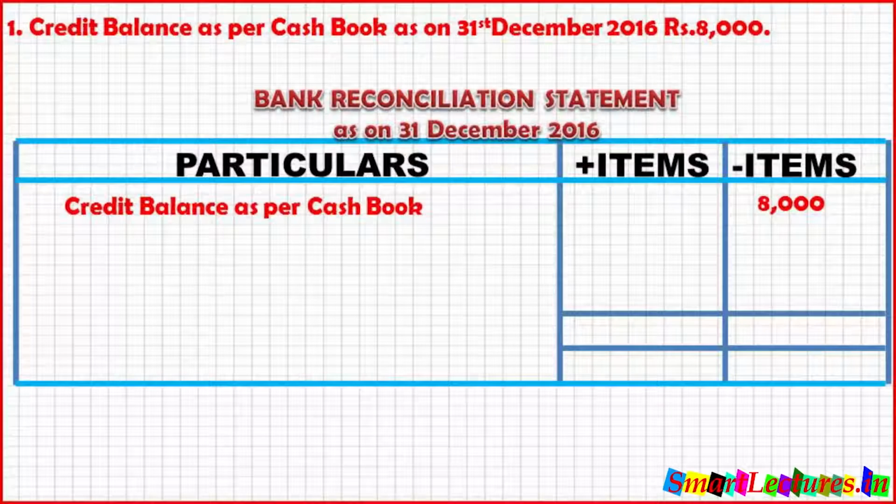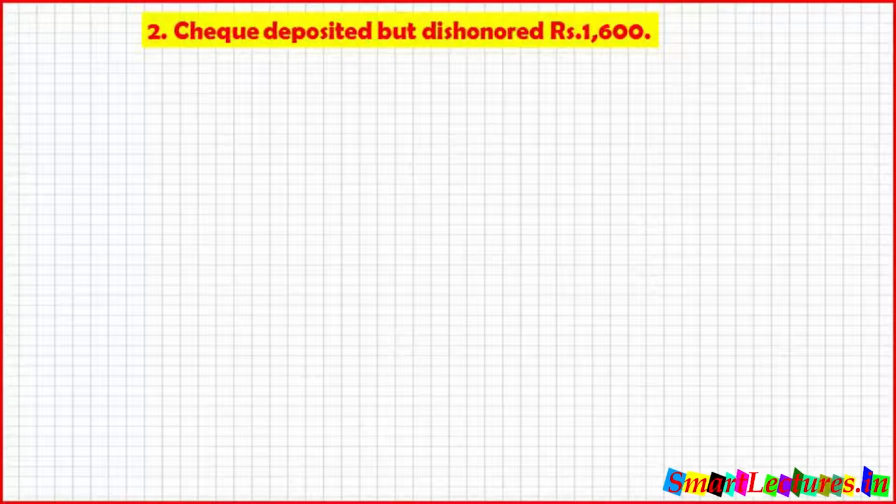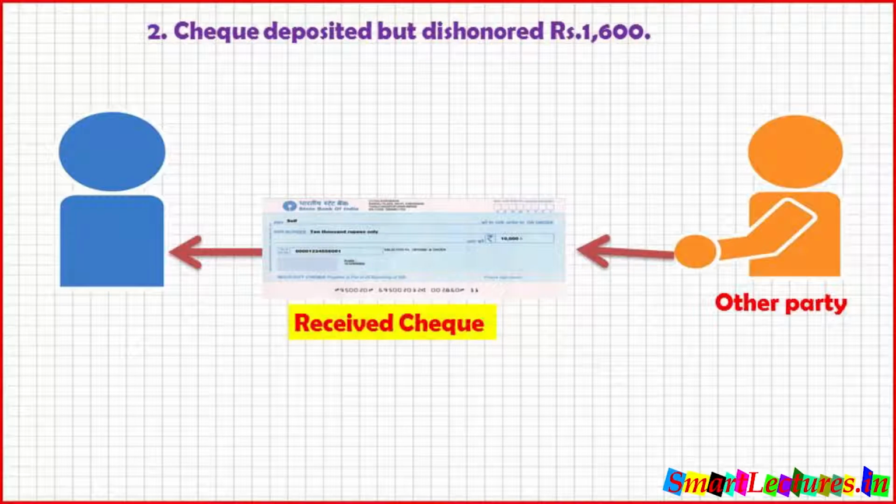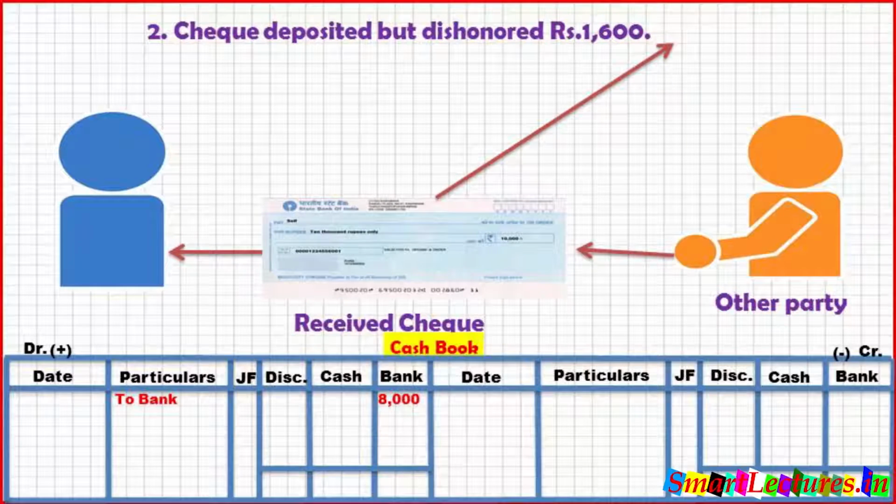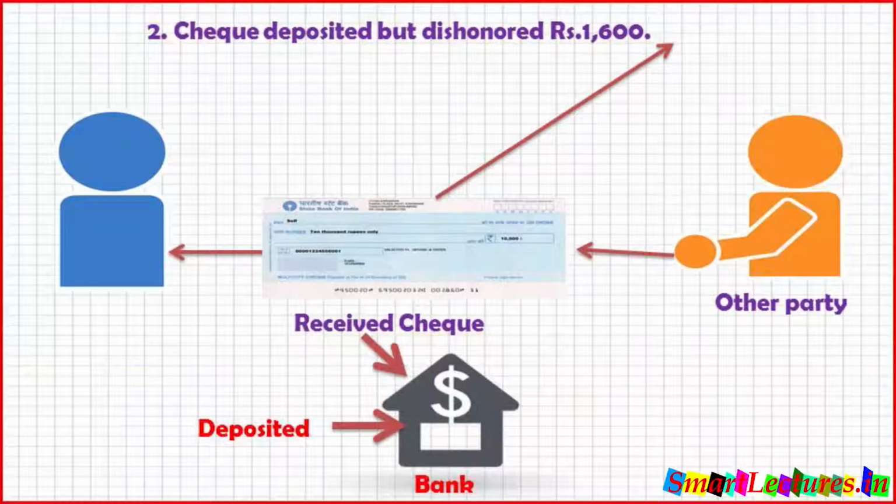Now let's take up next item, checks deposited but dishonored 1,600. It means we received a check from some party 1,600, and whenever we receive the check, we immediately show it as a bank receipt in our cash book bank column, and the check is immediately sent to the bank. And the same thing happened. We received the check, we entered in the debit side, receipt side of the cash book bank column, and this check was immediately sent to the bank, means deposited in the bank. But the check got dishonored.